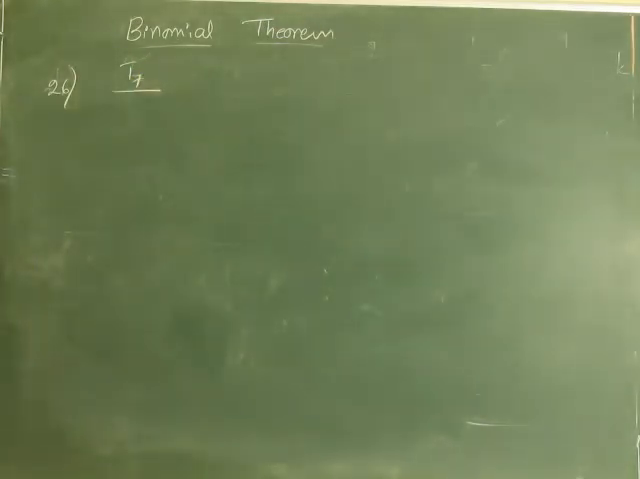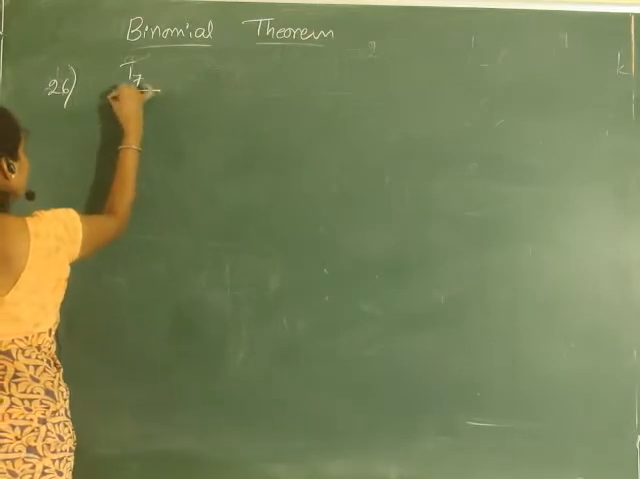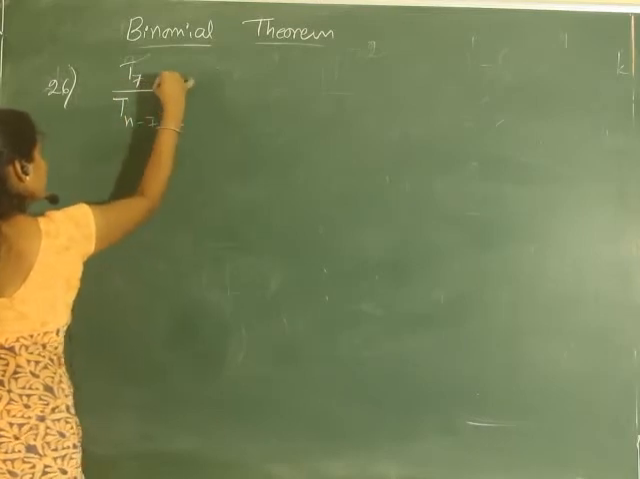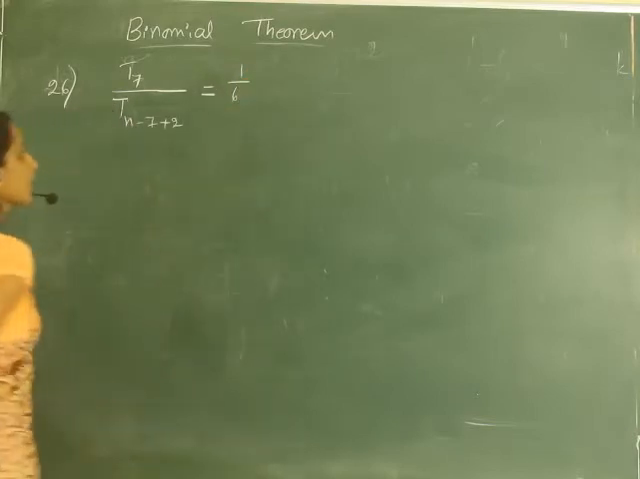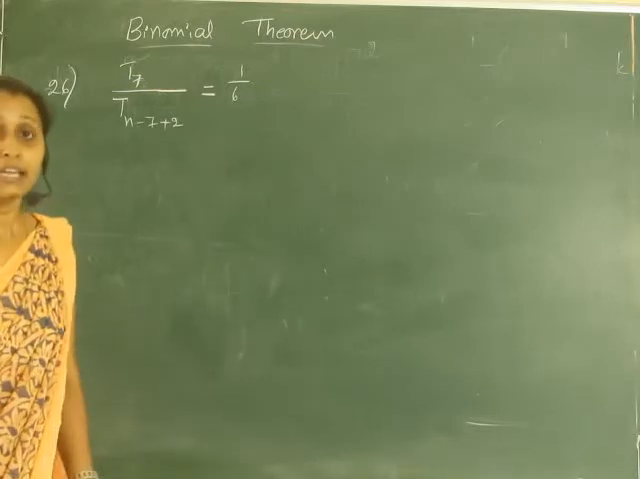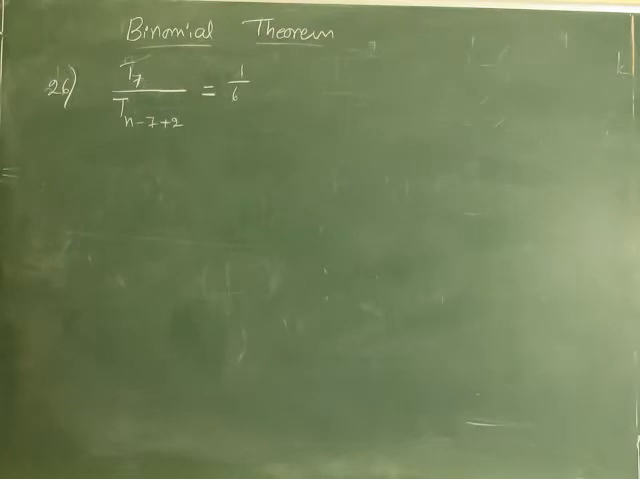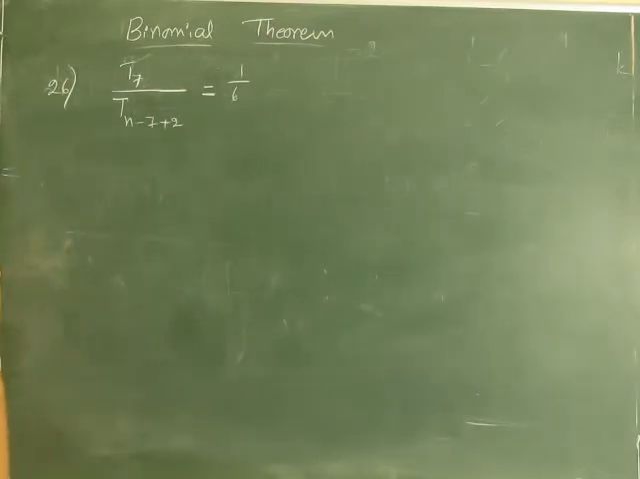The ratio of the 7th term from the beginning and the 7th term from the end. The 7th term from the end is t to the power n minus 7 plus 2, and this is equal to 1 by 6. The 7th term from the end is n minus 7 plus 2, the 8th term from the end is n minus 8 plus 2, the 9th term from the end is n minus 9 plus 2, so the pth term from the end is n minus p plus 2.